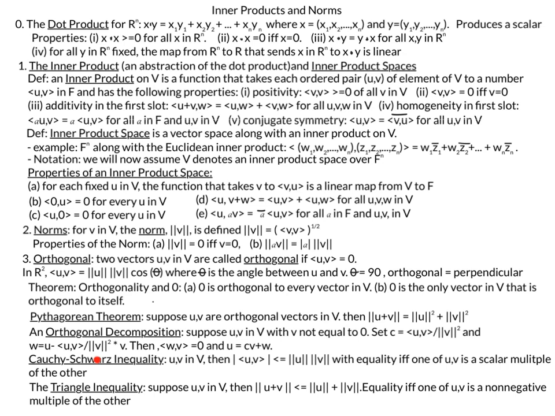So first we have the Cauchy-Schwarz inequality for vectors u and v. The magnitude of the inner product of u and v is less than or equal to the norm of u times the norm of v, with equality if and only if one of u, v is a scalar multiple of the other. Then we have the triangle inequality.